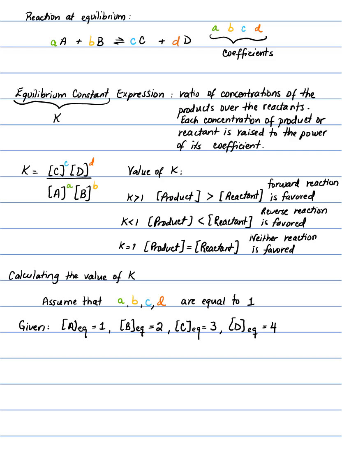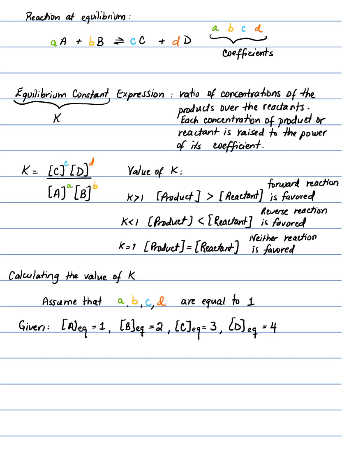In the beginning, when you're starting a reaction, the concentrations of the reactants that you're using are not at equilibrium. Those are initial concentrations. So when we look at an equilibrium constant value, that value is being determined using concentrations at dynamic equilibrium.